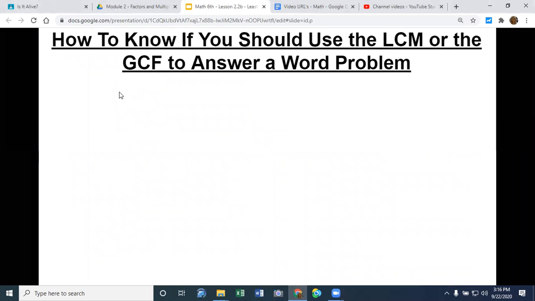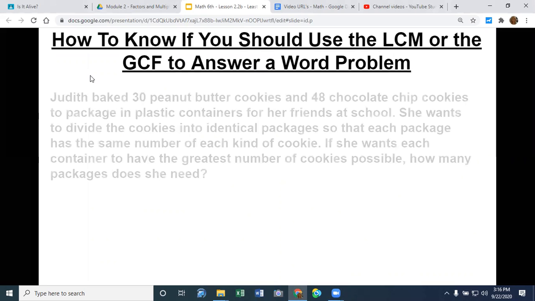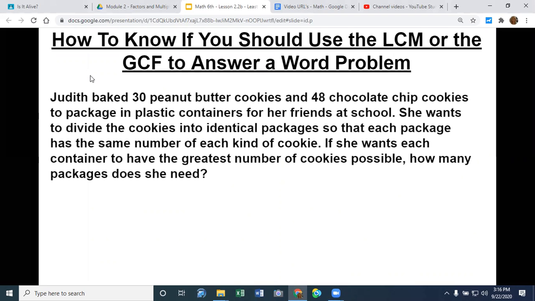How to know if you should use the LCM or the GCF to answer a word problem? How do you know? Let's try a question and see. Judith baked 30 peanut butter cookies and 48 chocolate chip cookies to package in plastic containers for her friends at school. She wants to divide the cookies into identical packages. I'm going to underline that and get a different color here. Identical packages so that each package has the same number of each kind of cookie.